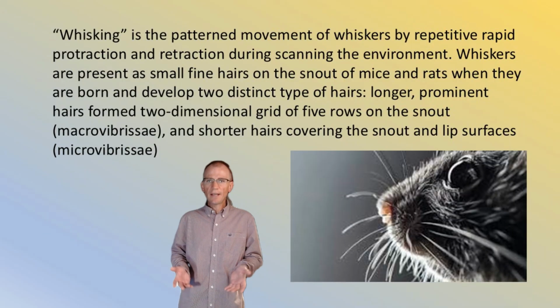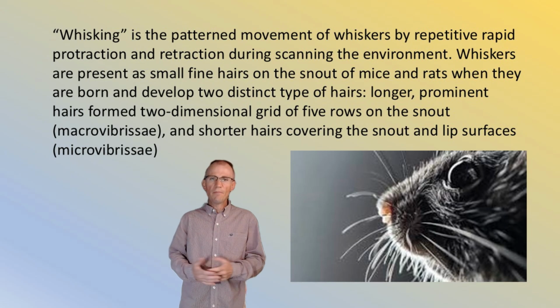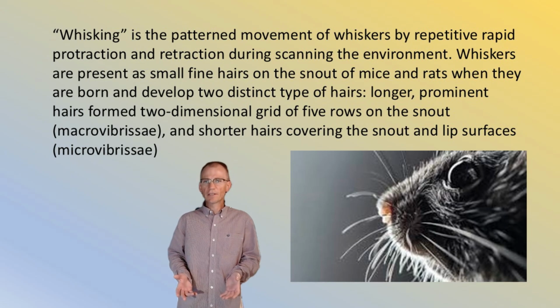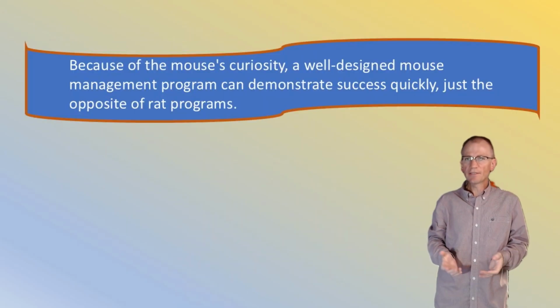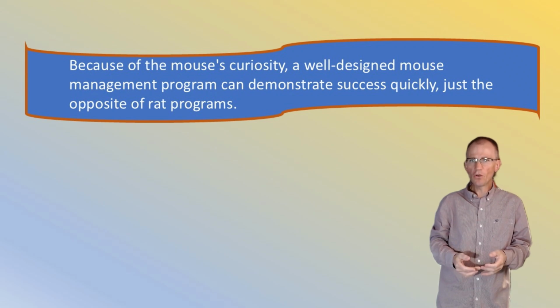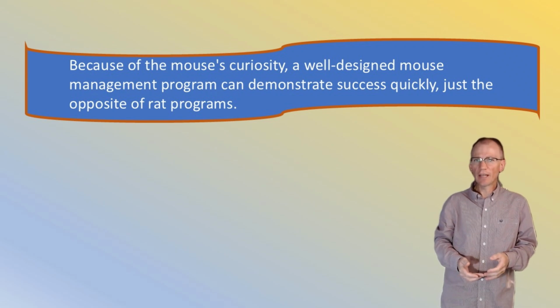Whisking is the pattern movement of whiskers by repetitive rapid protraction and retraction during scanning of the environment. Whiskers are present as small, fine hairs on the snout of mice and rats when they are born and develop two distinct types of hairs. Longer, prominent hairs are formed in a two-dimensional grid of 5 rows on the snout, macrovibrissae, and shorter hairs covering the snout and lip surfaces, microvibrissae.